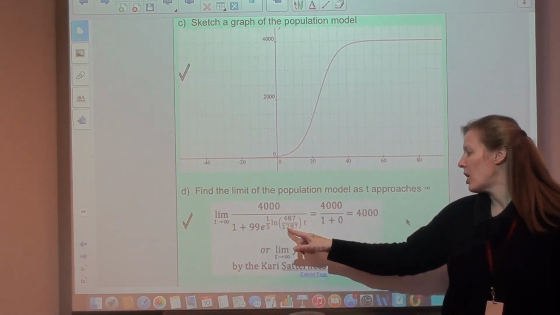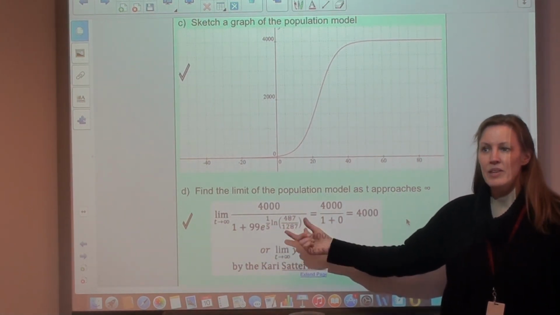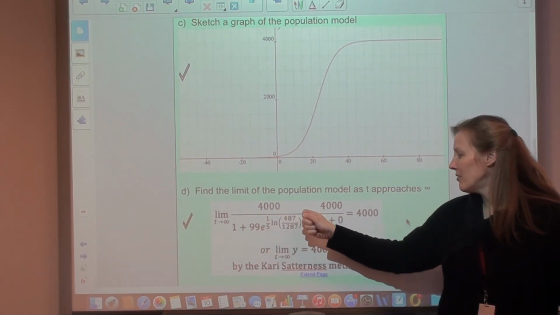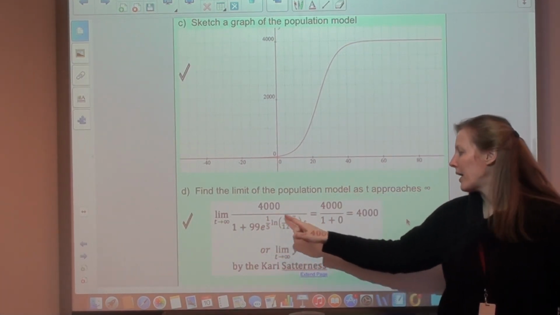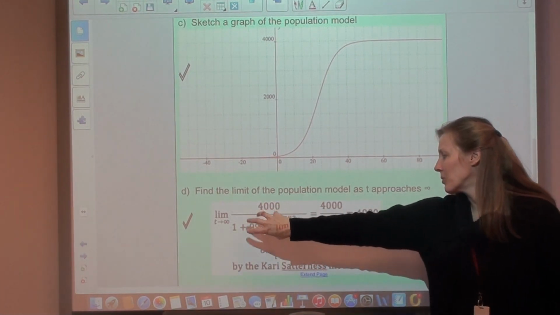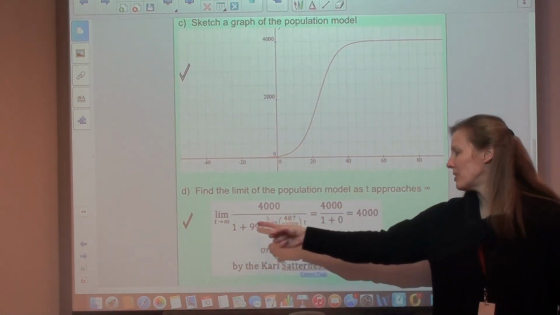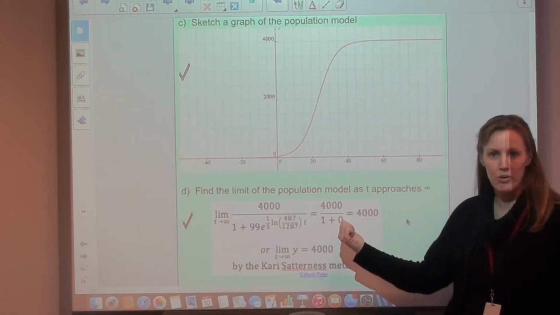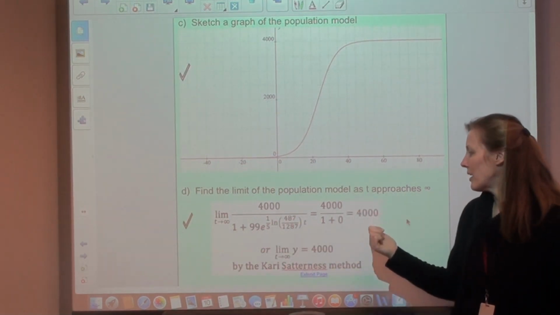Whenever you have a natural log of a number less than 1, the natural log output is negative. So this becomes e to the negative infinity, which is why this number goes to 0, right? Because you end up with 99 over e to the infinity, which basically approaches 0. So your limit is 4,000.